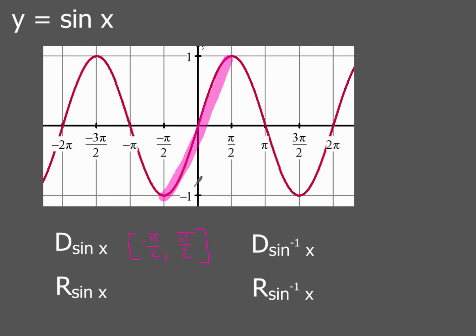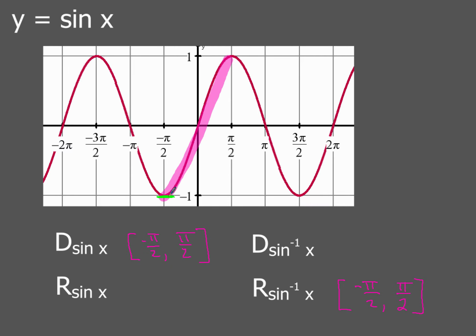Now, when you have an inverse function, the domain and range are going to switch. So the domain of sine of x is going to become the range of the inverse sine of x. So that's going to go from -pi/2 to +pi/2 with the hard bracket, because that means it includes those two endpoints. Now the range piece of it, that's kind of easy to see.